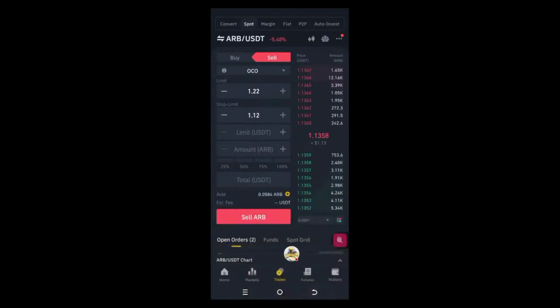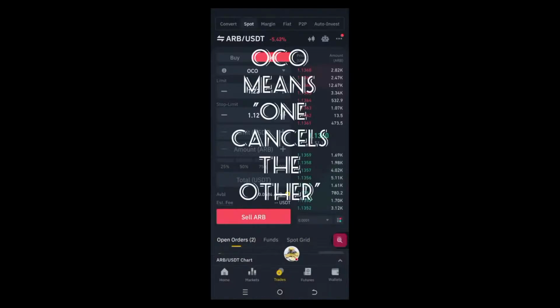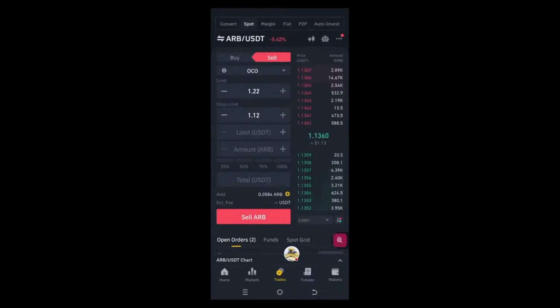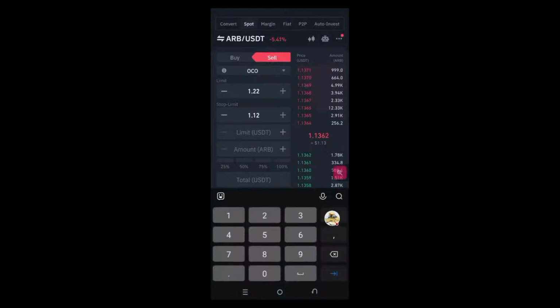A lot of people are saying, why don't you just put stop loss? Why don't you just put the take profit? This is OCO. OCO means one cancels the other, right? One cancels the other. Try and understand that, right? So you're going to put all of this, your limit and all of that, the limit price and all of those things. So the price is currently that, and you put your limit price here. Maybe you want it to be 1.23, right?